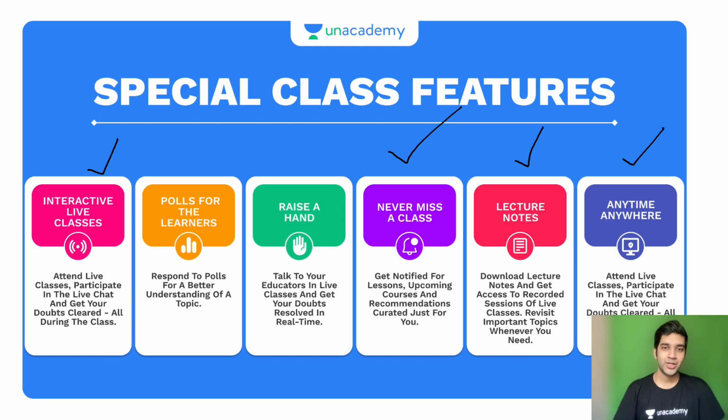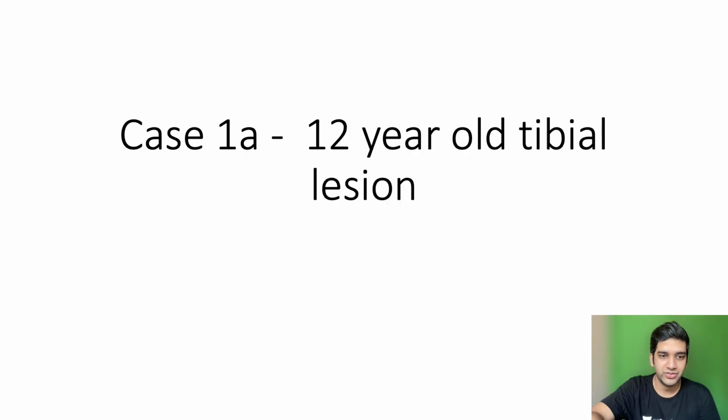Fine. Okay. So without any delay, we'll go to the first case. As I said, case 1. I'm going to have the same history. There's no change in history at all. It's a 12-year-old with a tibial lesion. That's it. What I'm going to look at in the tibial lesion is what we're going to see in this Pathology Nugget. Fine. I'll show you the image.